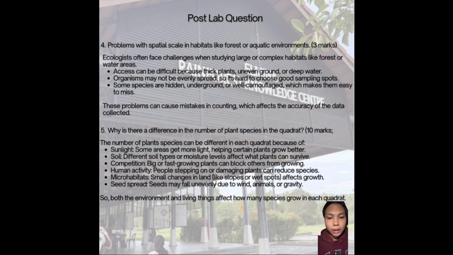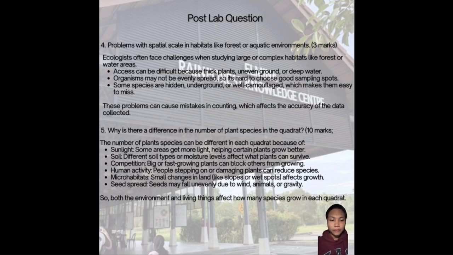After that is question number 4. What is the problem with spatial scale in habitats like forest or aquatic environments? Ecologists often face challenges when studying larger or complex habitats like forests or water areas. Access can be difficult because of thick plants, uneven ground or deep water. Organisms may not be evenly spread, so it's hard to choose good sampling spots. Some species are hidden underground or well camouflaged, which makes them easy to miss. This problem can cause mistakes in counting, which affects the accuracy of the data collected.